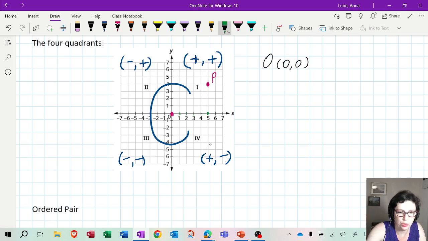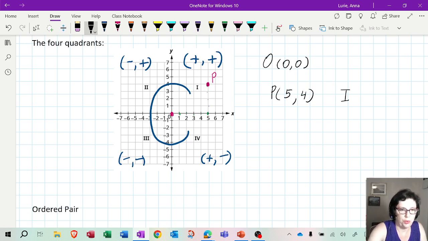So the first thing you do is you're going to go 5 to the right. So the point P will have the x coordinate of 5. And then once you get here, you're going to jump how many units up? 1, 2, 3, 4. 4 units. So that means the coordinates are (5, 4). So this is quadrant number 1.